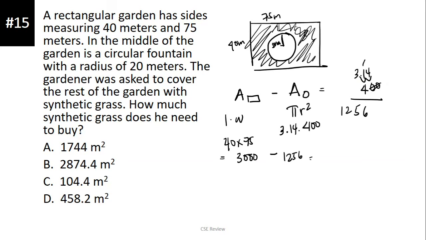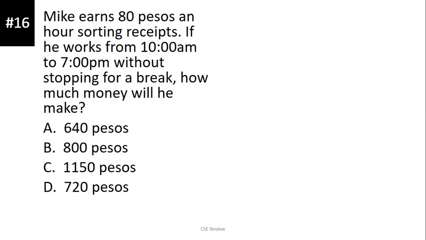So the answer here is 1744 meters squared, which is letter A. Okay, next. Number 16, Mike earns 80 pesos an hour sorting receipts. If he works from 10 a.m. to 7 p.m. without stopping for a break, how much money will he make?